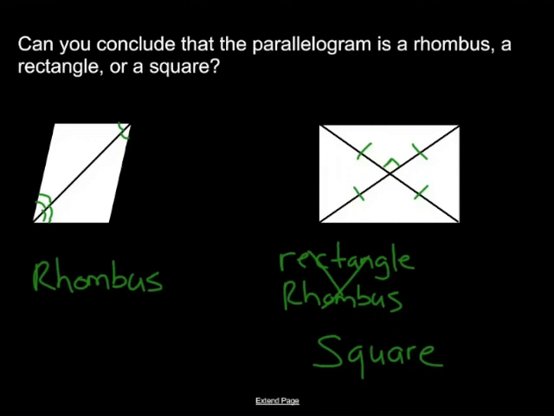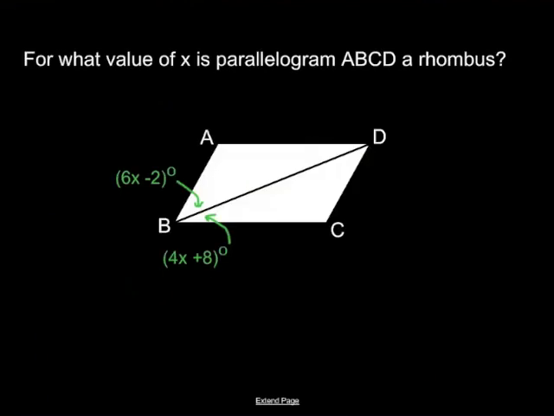All right, let's practice one more. For what value of x is parallelogram ABCD a rhombus? Well, for it to be a rhombus, we know that the diagonals must bisect opposite angles, which would make this an angle bisector. So these angles would be congruent. So we could set this up: 6x minus 2 equals 4x plus 8.